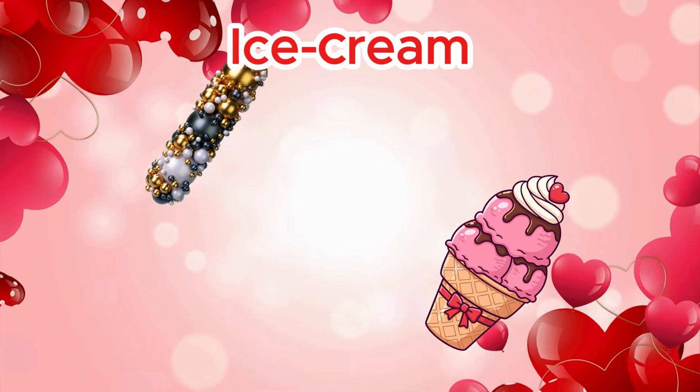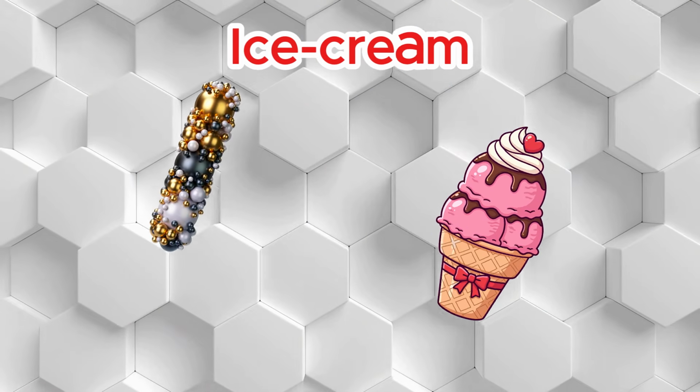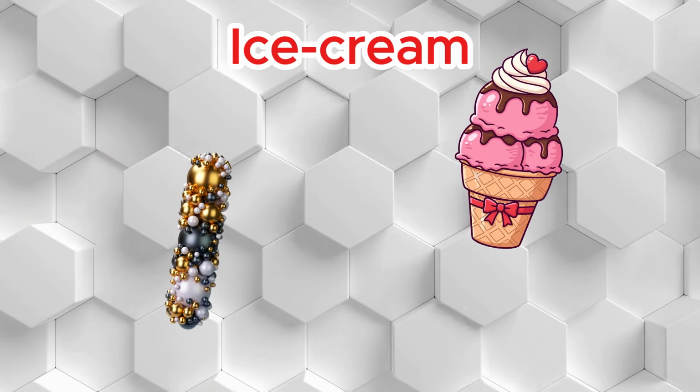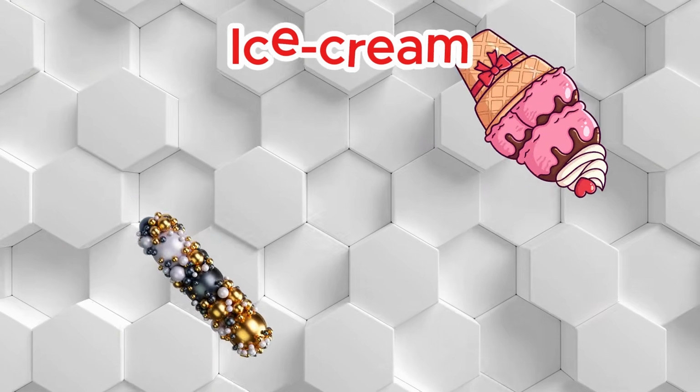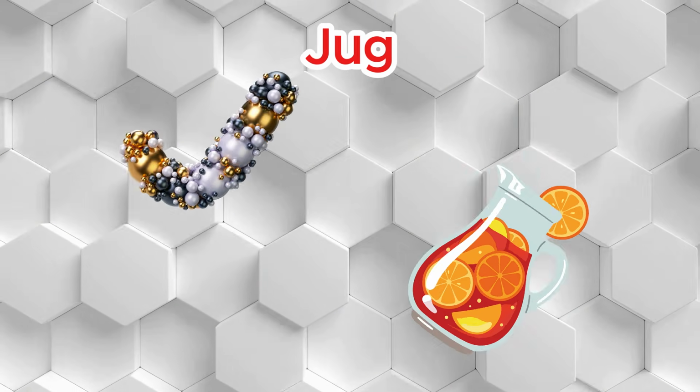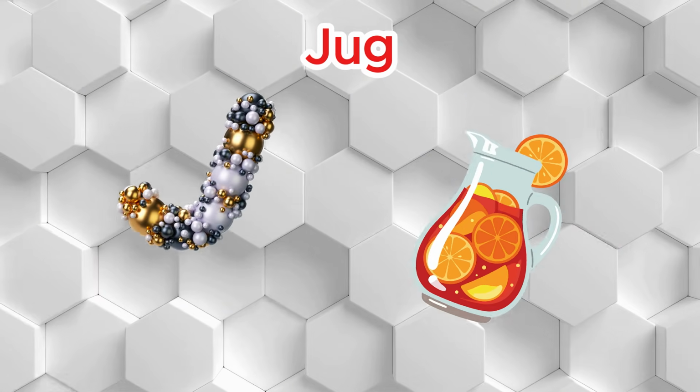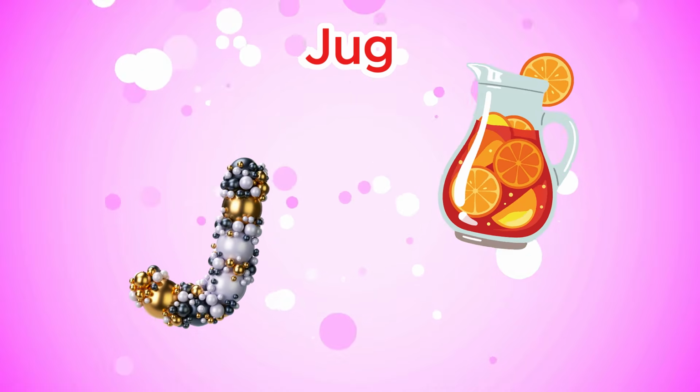I is for ice cream. I, ice cream. I is for ice cream. J is for jug. J, J, jug. J is for jug.